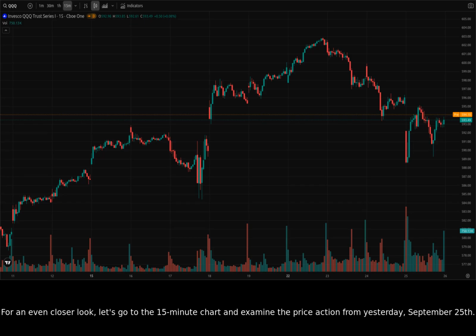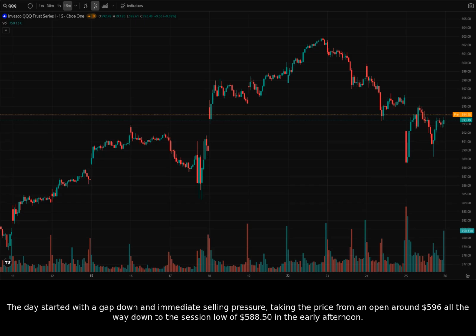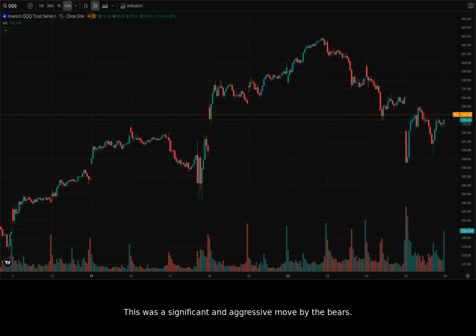For an even closer look, let's go to the 15-minute chart and examine the price action from yesterday, September 25th. The day started with a gap down and immediate selling pressure, taking the price from an open around $596 all the way down to the session low of $588.50 in the early afternoon. This was a significant and aggressive move by the bears.